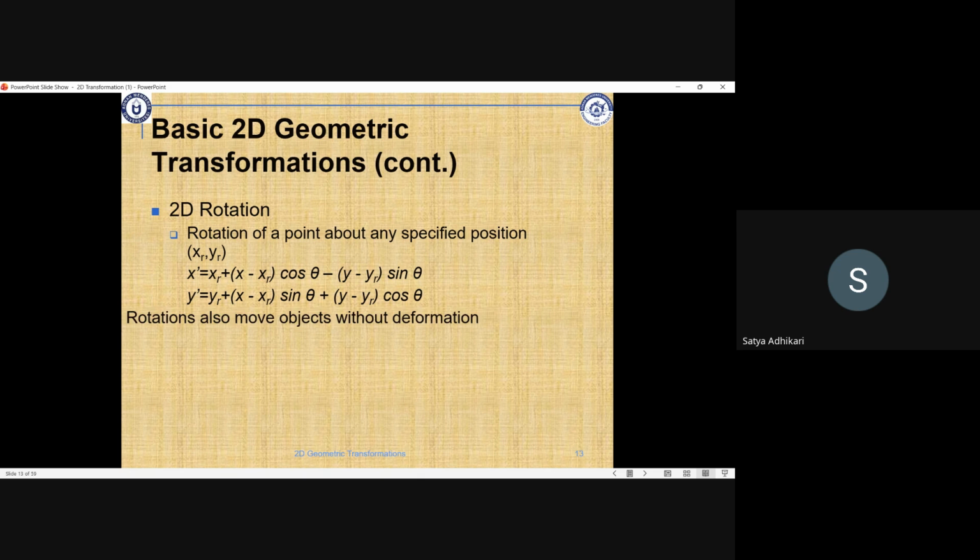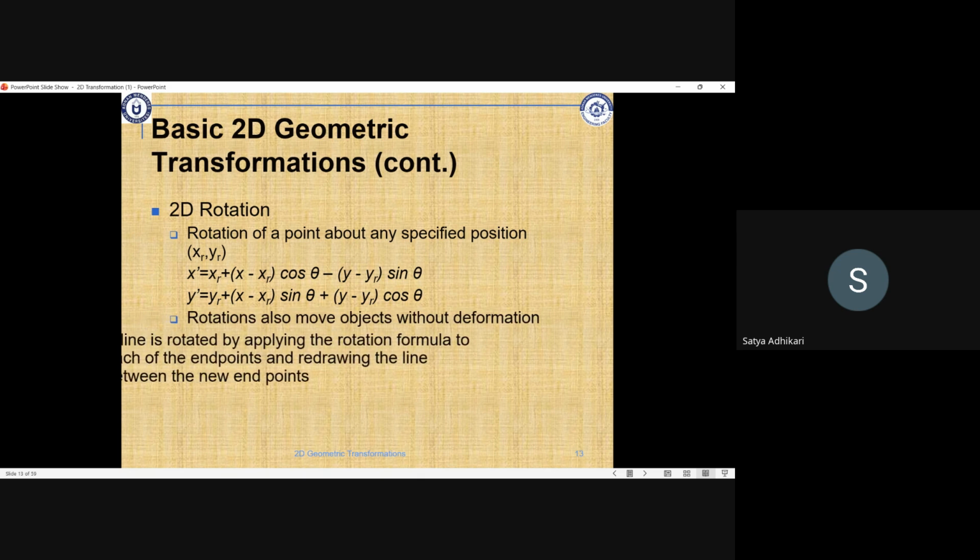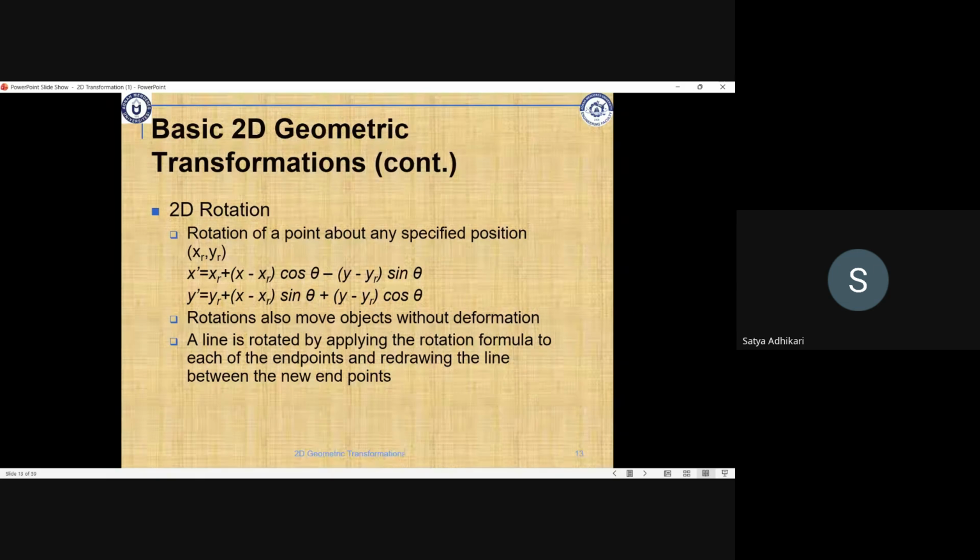Now rotation of a point about any specified position, not the origin. Okay, so these are xr and yr. So x dash is equal to xr plus (x minus xr) cos theta minus (y minus yr) sin theta. So this is the rotation about a point other than the origin, xr, yr.